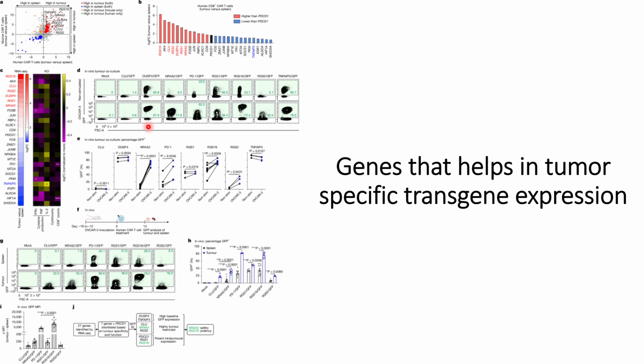The quantifications are shown in panel E, where we can see that NR4A2, PD1, RGS16, and RGS2 have significantly higher expression after 24 hours compared to 2 hours. Once they identified these 4 candidates that show significant expression differences between the activated and the non-activated CAR T cells, they decided to use these 4 candidates for the in vivo studies.